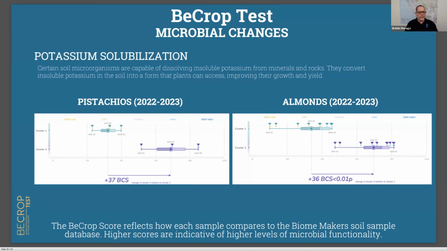Potassium, another one: 37 and 36. You can see that both crops are very similar to one another. So you have pistachio 37, almond 36.